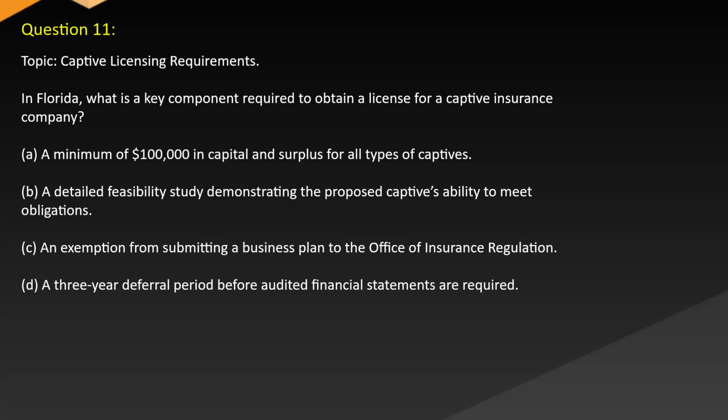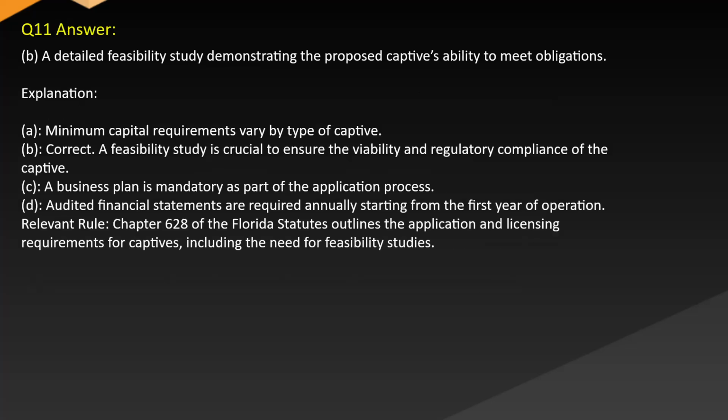C. An exemption from submitting a business plan to the Office of Insurance Regulation. D. A 3-year deferral period before audited financial statements are required. Answer B. A detailed feasibility study demonstrating the proposed captive's ability to meet obligations. Explanation A. Minimum capital requirements vary by type of captive. B. Correct. A feasibility study is crucial to ensure the viability and regulatory compliance of the captive.